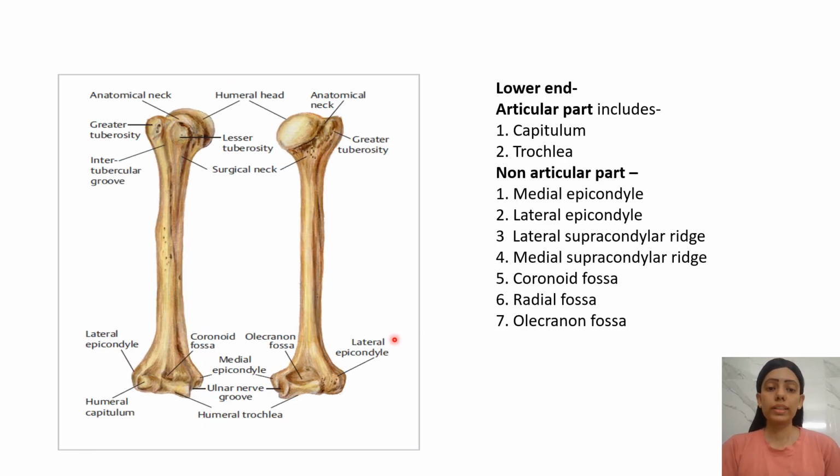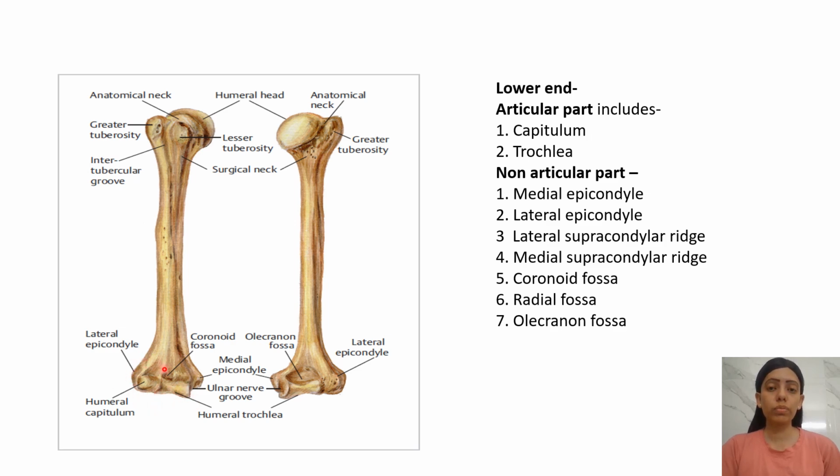Now let's discuss the lower end. The lower end has the condyles. These are the condyles, which are expanded from side to side and have an articular and a non-articular part. First, the articular part. The articular part includes the capitulum and trochlea. This is the capitulum, which is at the lower end and rounded, and here is the trochlea, which is pulley shaped.